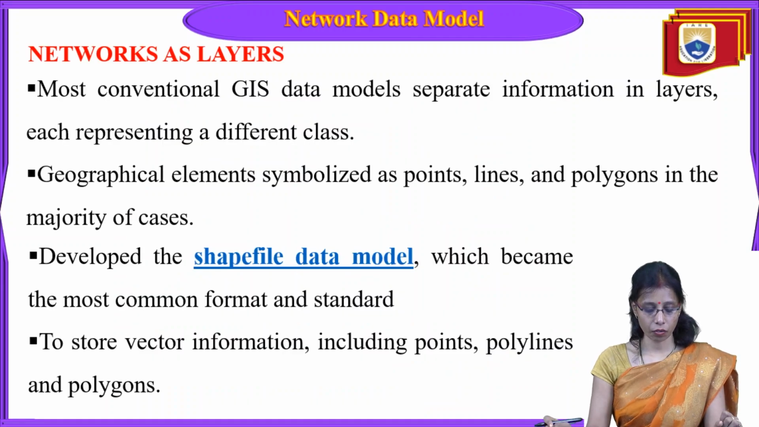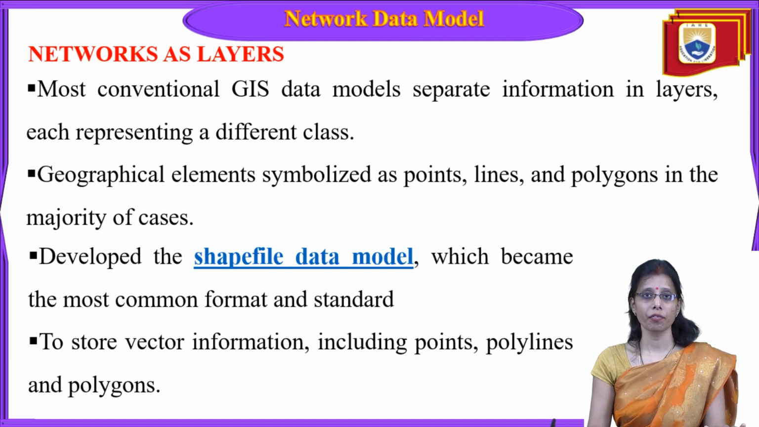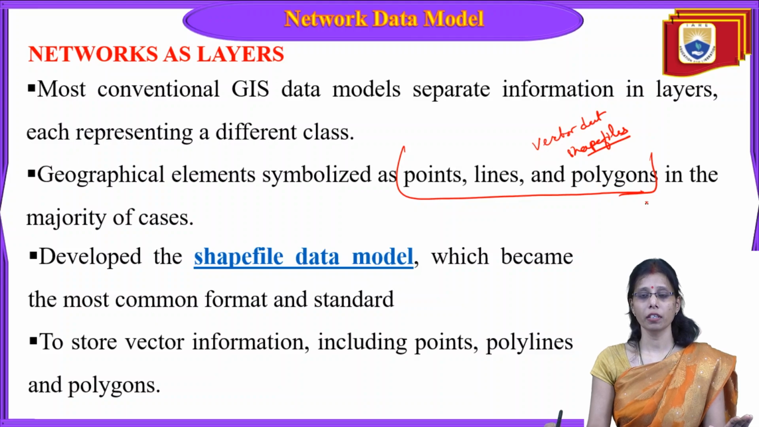Now, networks as layers. When you talk about networks as layers, most conventional GIS data models separate information in layers, each representing a different class. So geographical elements are symbolized as points, lines and polygons in the majority of cases. If you remember, GIS has information in the form of raster and vector. When you talk about shape files or vector data, it will show you the information in the form of points, lines, and polygons. So these three will be the basic files where it will show you the information in the majority of cases.